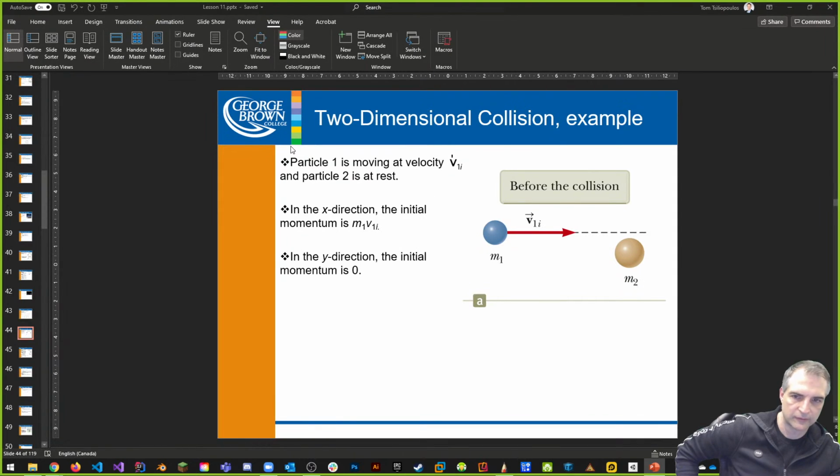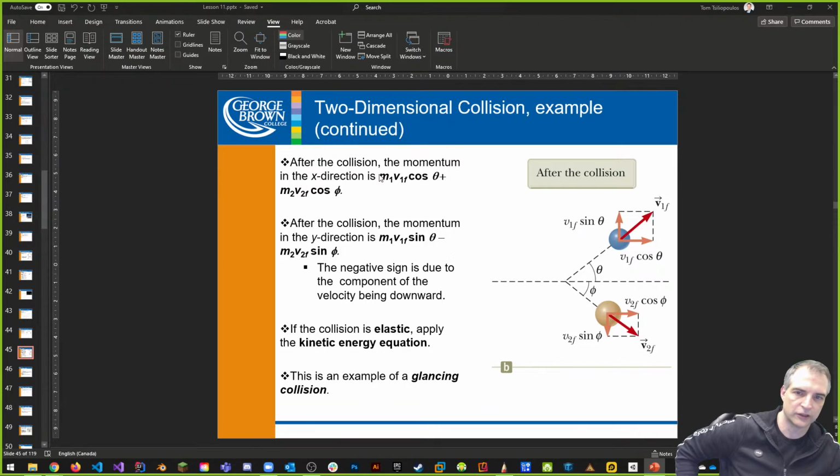So here's a case. Particle 1 is moving at a velocity v1 initial, in some trajectory, whatever that is, right? And particle 2 is at rest. In the x direction, the initial momentum is m1 v1 initial, right? And in the y direction, the initial momentum is 0, because here we don't have any up and down motion in this particular case. After the collision, the momentum in the x direction is m1 v1 final times cos theta, plus m2 v2 final cos phi.